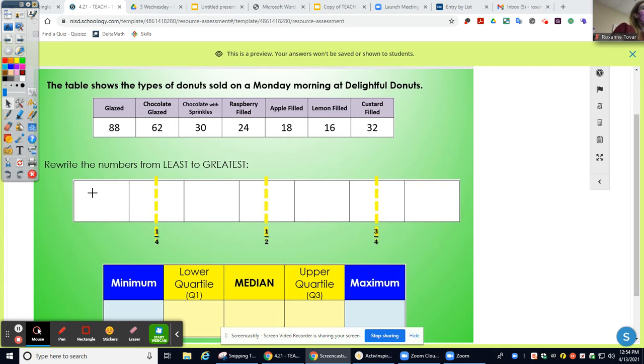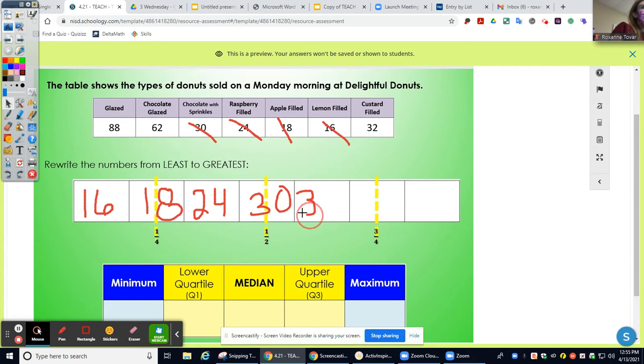So I'm going to go ahead and write these numbers in order, starting with least to greatest. So we have 16, 18, 24, 30, 32, 62, and 88.